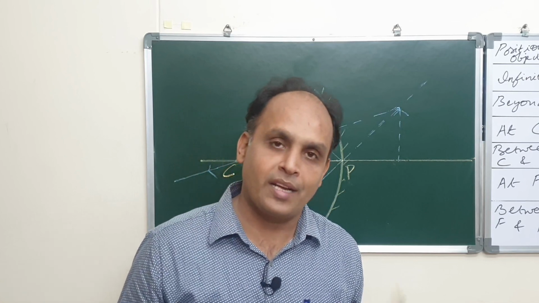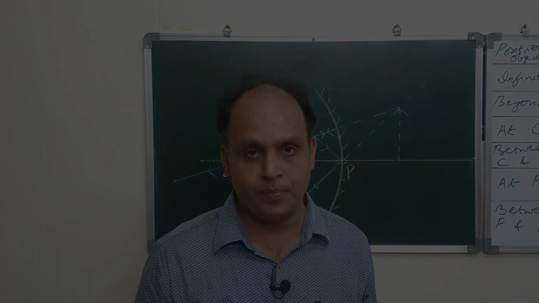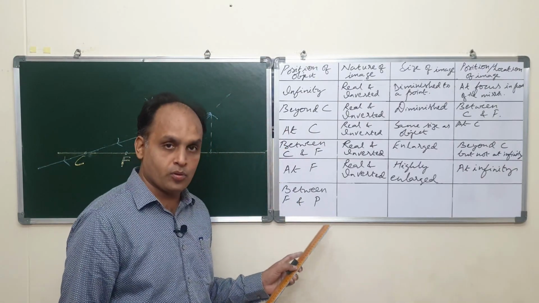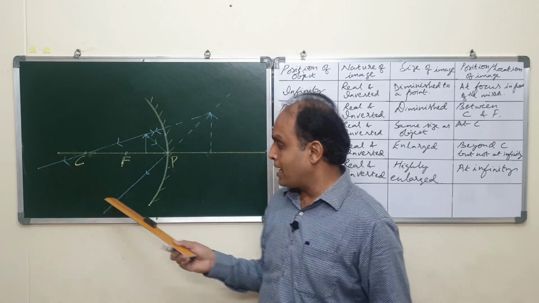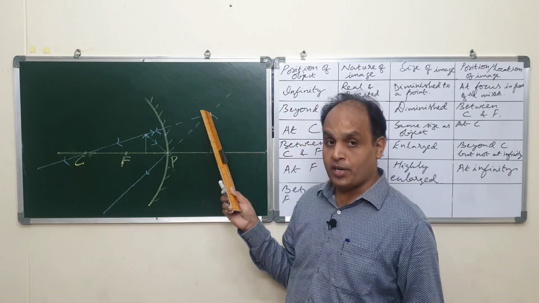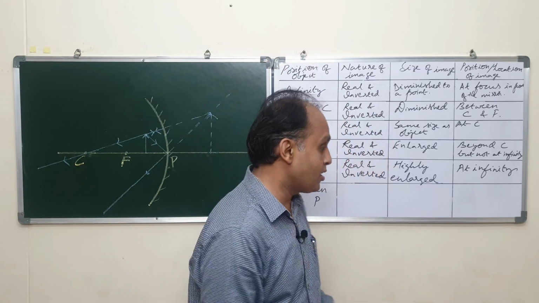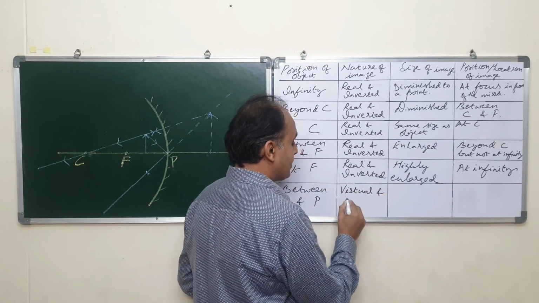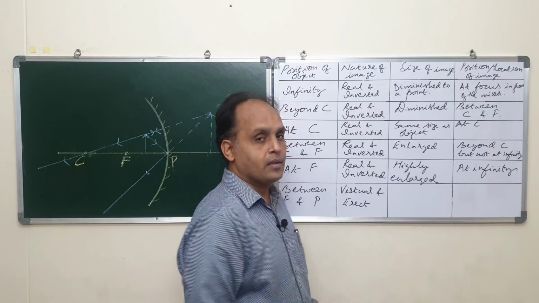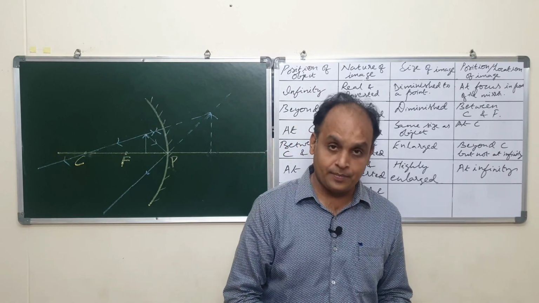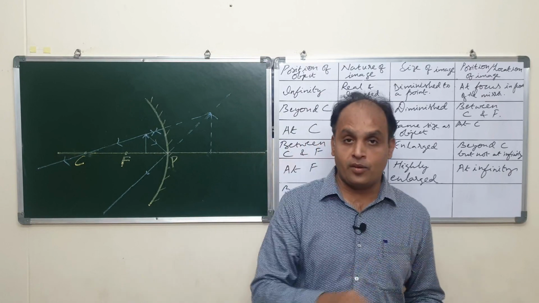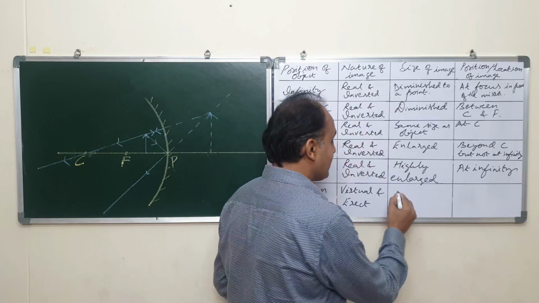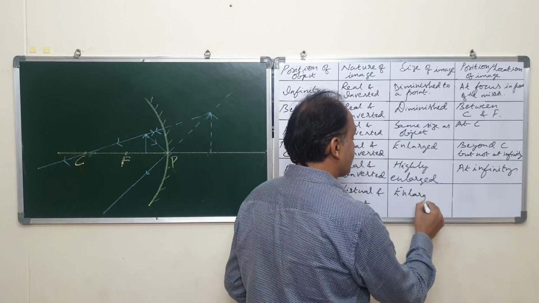Now we will move on to the characteristics of the image formed in this situation. Right, now coming to the characteristics of the image formed when the object is between focus and pole. As you can see here, the rays of light are not actually meeting, but they are appearing to diverge from a point. So this is one situation in concave mirror. The image formed is virtual, and a virtual image is always erect. Right? Now coming to the size of the image. This is the size of the object and this is the size of the image. So we can see here the image size is enlarged.